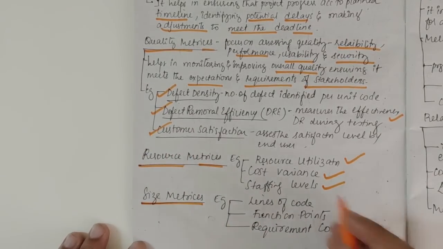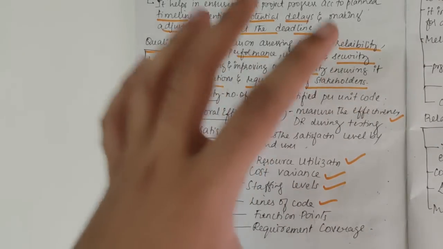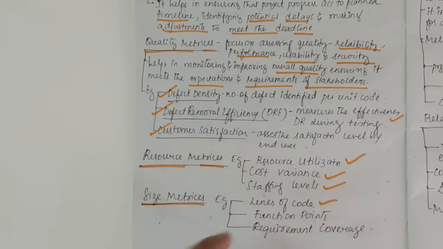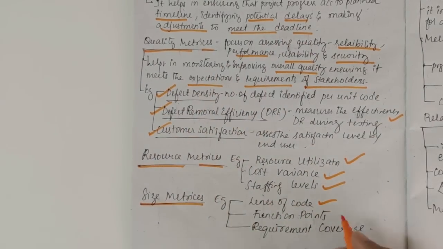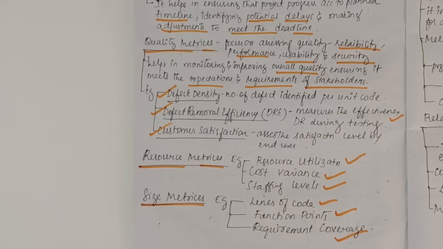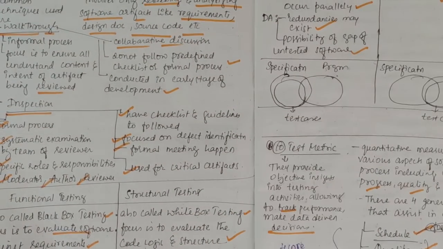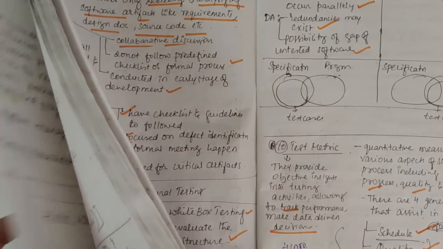Size metrics speak of the size of the program which we have written, the physical size. How many lines have we used, or what are the functions being used, or what are the resources being accessed here, and all of that. So all these 4 points come under the test metrics. If they ask about test metrics, make sure you cover all these points.